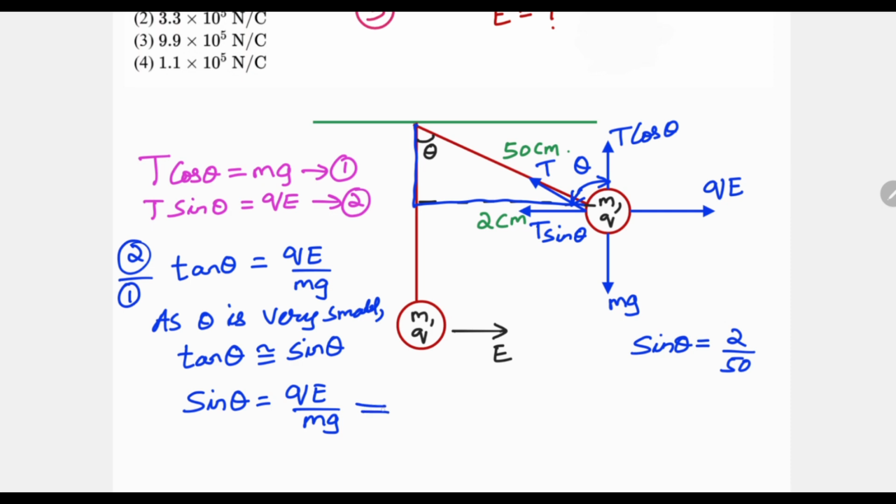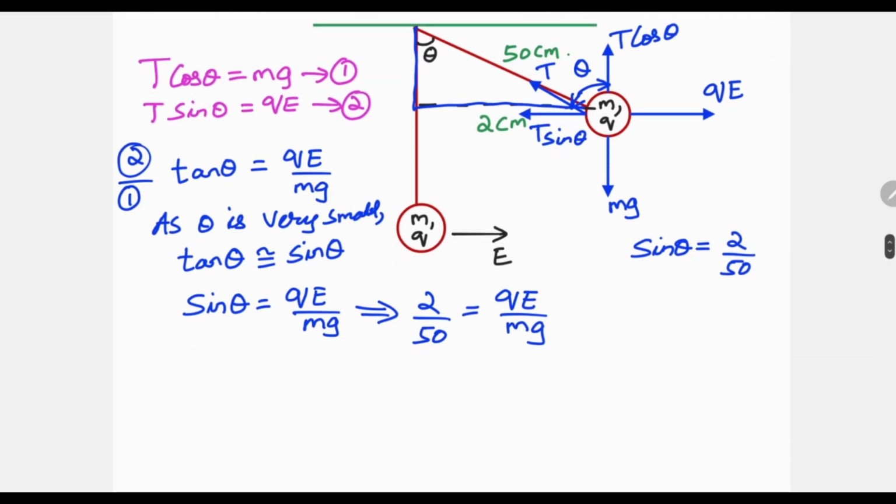Which implies sin theta equal to 2 by 50. So 2 by 50 is equal to QE by mg. Now from this, we will get the value for E, because all the other parameters are given. What is E? E equals 2mg divided by 50 into Q. All the values are given.